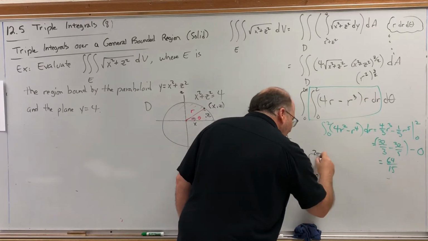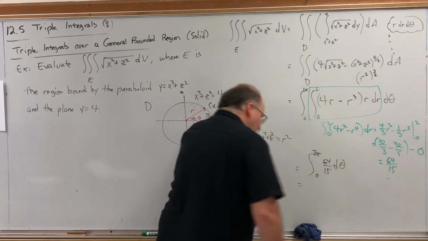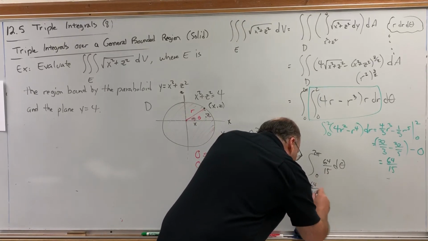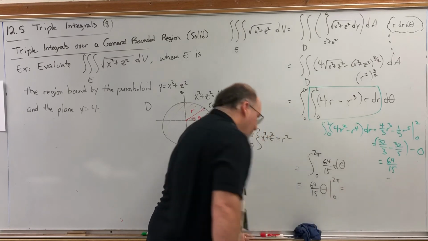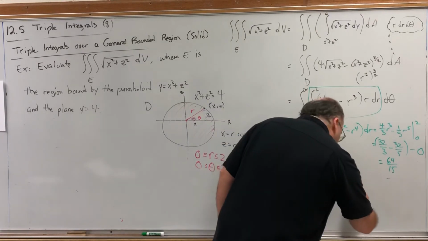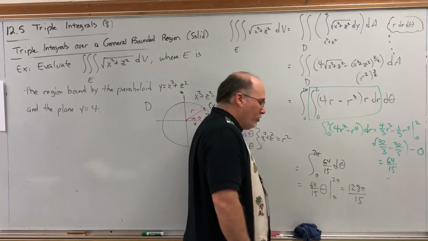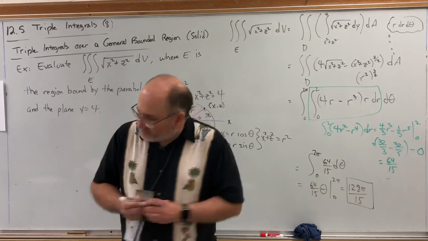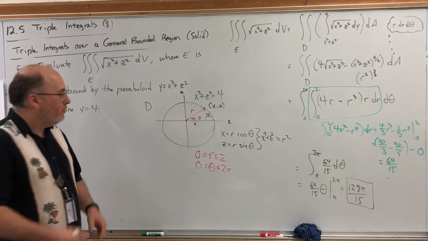Integral 0 to 2 pi of 64/15 d theta. Finally, something easy. 64/15 theta is the antiderivative from 0 to 2 pi. Substituting 2 pi would give us 64 times 2 pi, which is 128 pi over 15. Substituting 0 would give us 0, so we would subtract 0 from that, and we're done. Booyah, that's exactly what's on page 725.